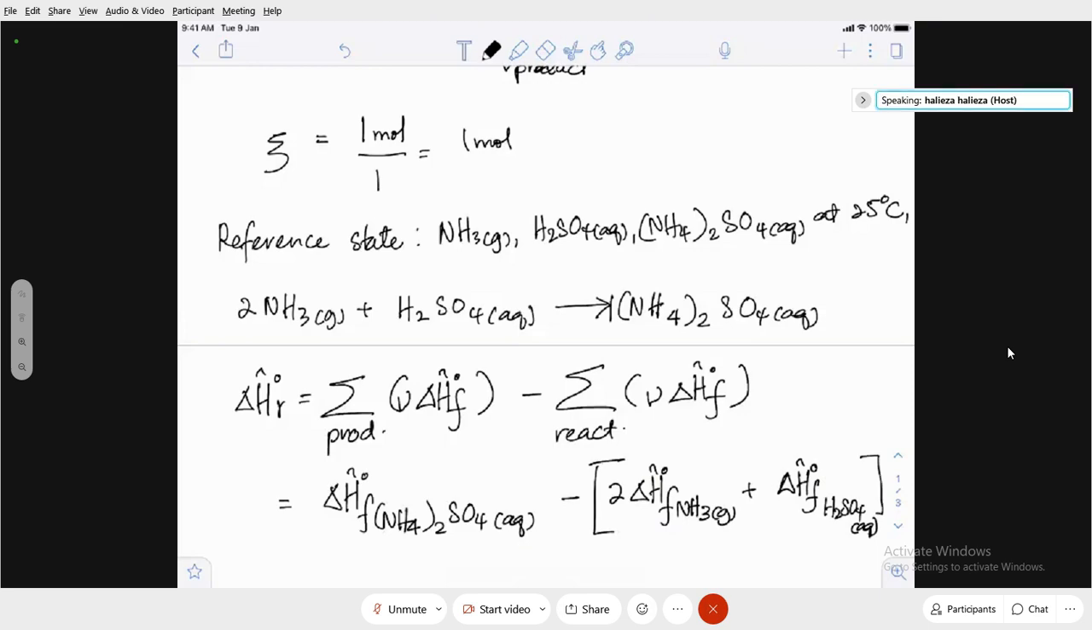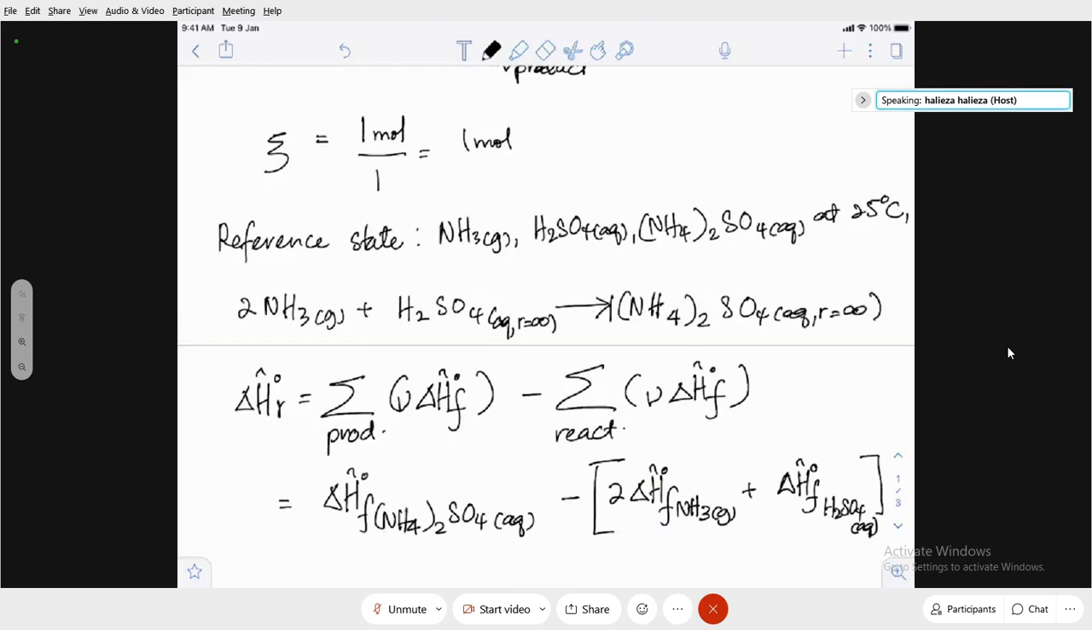The aqueous implies that R equals infinity. If you want to write it, no problem. Just write here, aqueous R equals infinity. Just in order to be clear about it, okay, that is going to be aqueous R equals infinity.